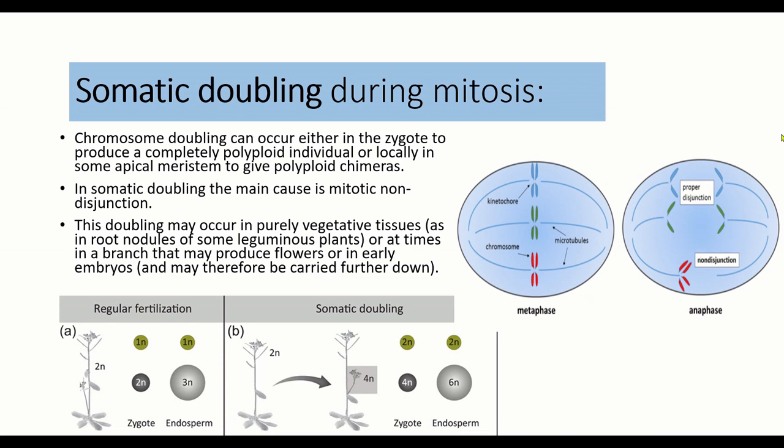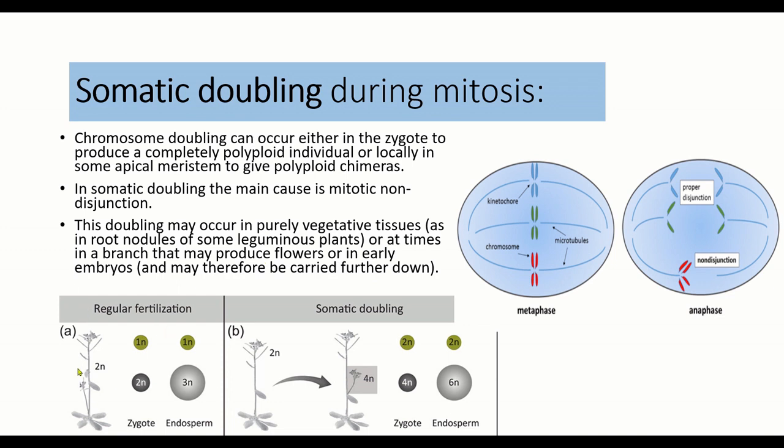And there will be gametes in both the poles, while in case of abnormal somatic doubling, or you can say non-disjunction, there won't be separation. There will be inability to separate the sister chromatids, and they will all go into one of the poles. So the whole chromosome set will move to one of the poles. This may be a cause of somatic doubling in most of the crop plants.